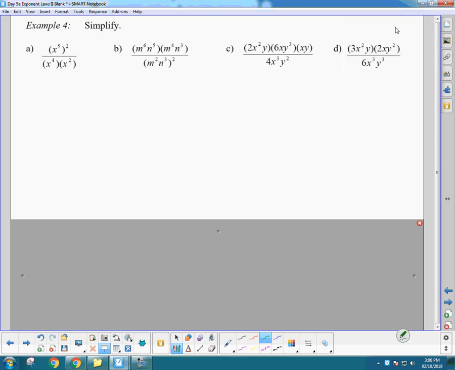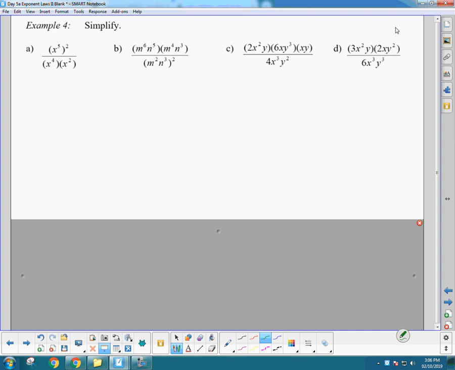Now we're going to take the exponent laws, all the rules, the product law, the quotient law, and the power law or rule, and all of them are going to appear in the same question. So we have to make sure we know which exponent law to use at what appropriate time.